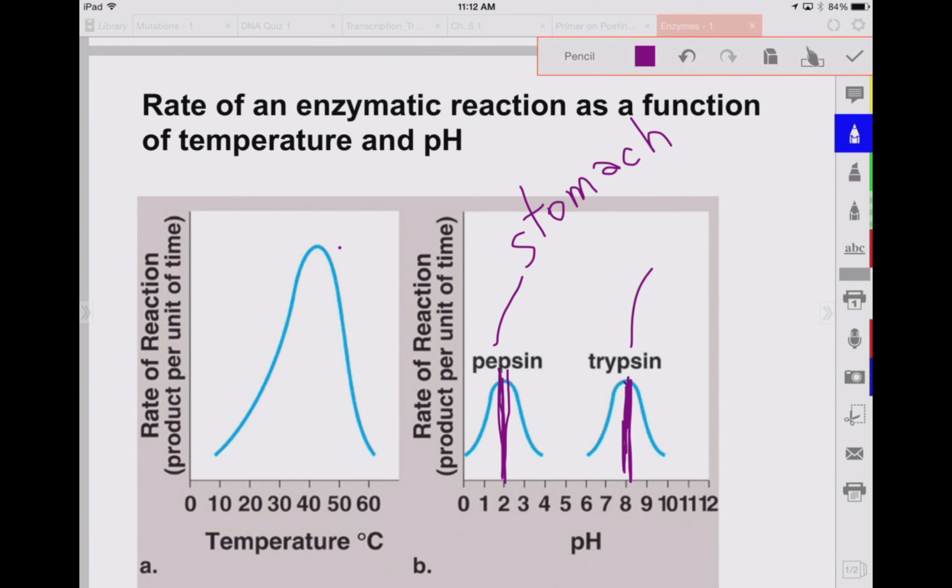Trypsin is found in your small intestine, where a lot of digestion occurs. That is, after your meal leaves your stomach and gets neutralized, right? Think about it this way. Pepsin will not be working in your small intestine. Your small intestine is a pH of 8. So you don't count on pepsin to do any more work once it leaves the stomach. Its job is done.